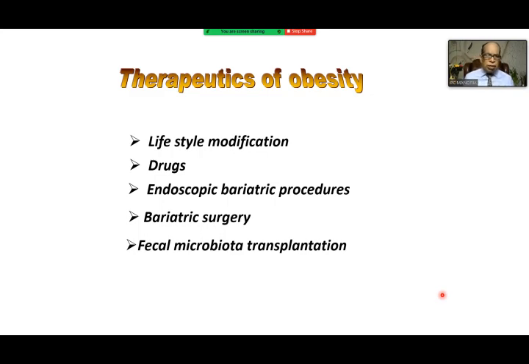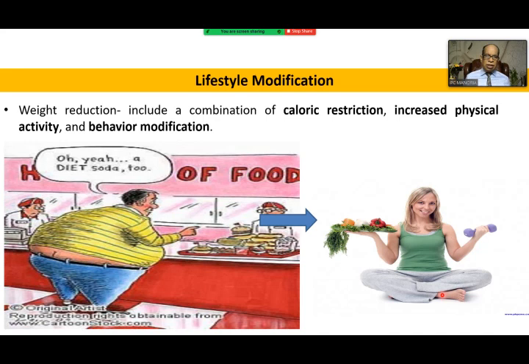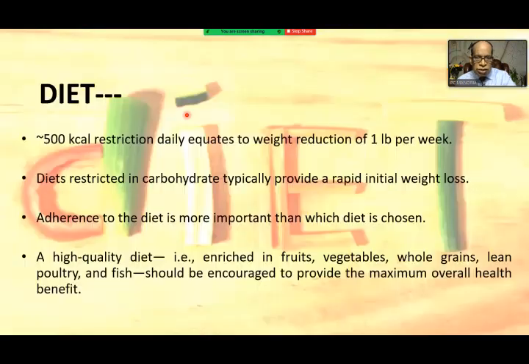So what are the therapeutics of obesity? The therapeutics basically revolve around lifestyle modification, drugs, endoscopic bariatric procedures, bariatric surgery, and fecal microbiota transplantation. Now, lifestyle modification basically involves weight reduction and includes a combination of caloric restriction, increased physical activity, and behavioral modification. In the context of diets, a 500 kcal restriction daily equates to weight reduction of 1 pound per week.